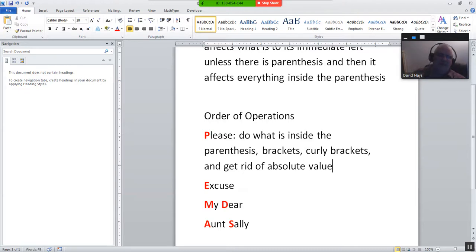Now, notice what I say. I say do what's inside the parentheses. I don't say get rid of the parentheses. That might happen, but what we're doing specifically is doing what's inside of them. Now, for the absolute value, we are getting rid of the absolute value.